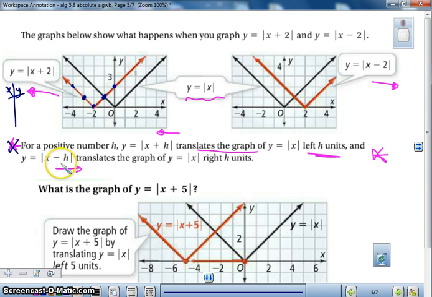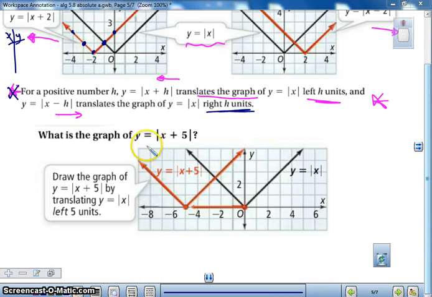If it's a minus h, it's going to move it to the right that many units. So here we take a look at our graph, absolute value of x plus 5. Since it's a plus, we need to be thinking left. And we're going to move that whole function over 5 points. And then we just plot our points.